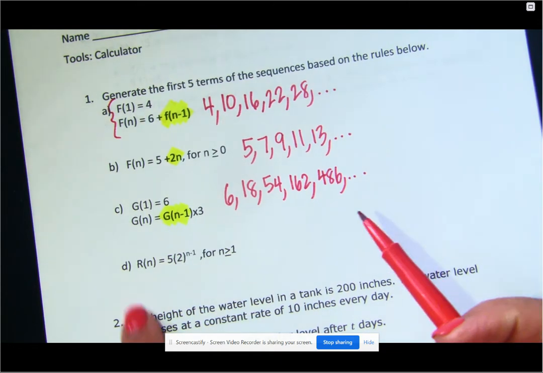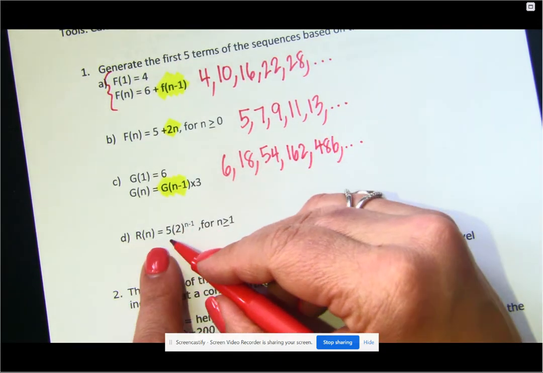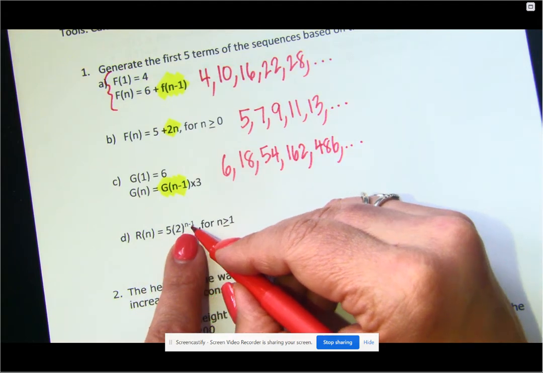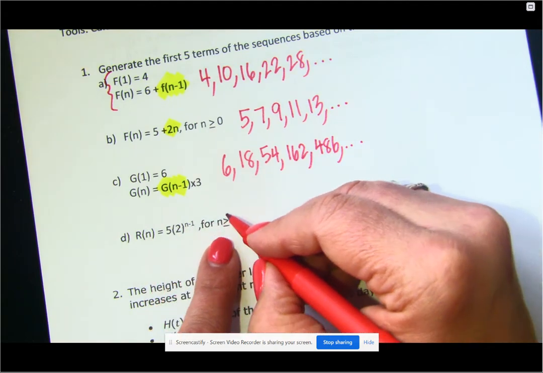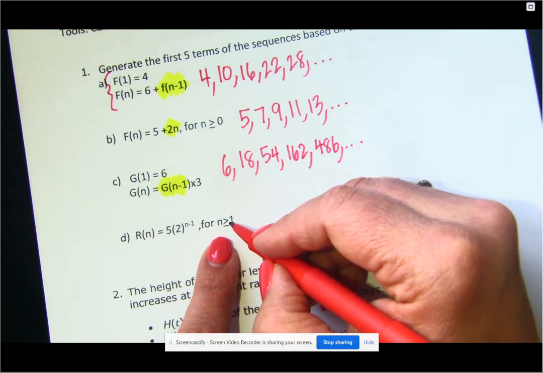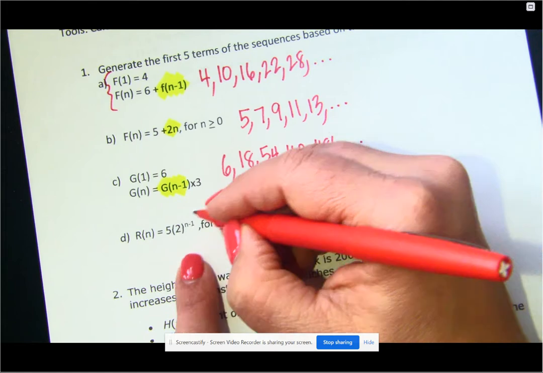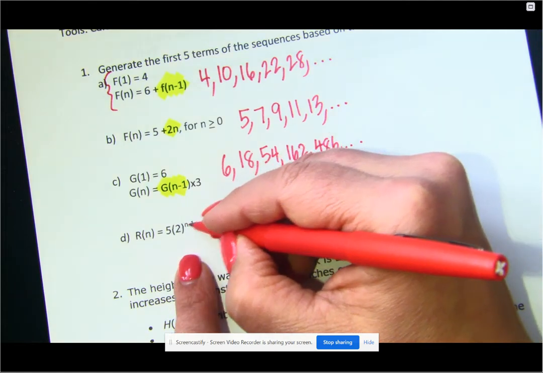All right, last one, we've got another explicit rule. It says R of n equals 5 times 2 to the n minus 1 for n is greater than or equal to 1. So they want me to start with the number 1. They're calling the first term of the sequence the first term. So if I plug a 1 in there, 1 minus 1 is 0.